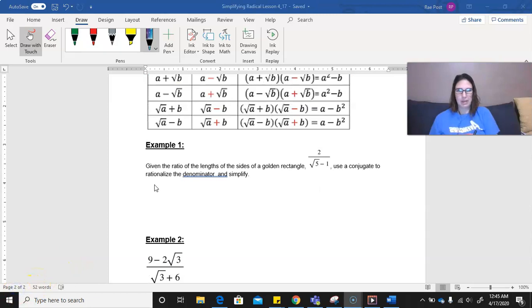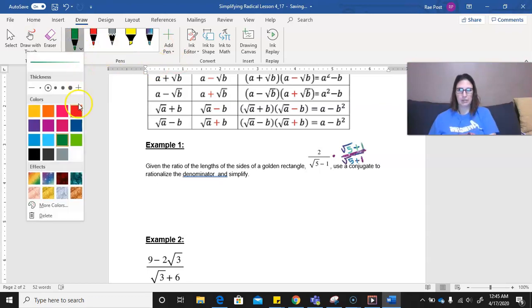If we're going to multiply by the conjugate, remember what that means is we're going to multiply the top and the bottom by the conjugate. So the conjugate of the square root of 5 minus 1 is going to be the square root of 5 plus 1. And whatever you do to the bottom, you have to do to the top. So we're also going to multiply the top by the square root of 5 plus 1. So we're going to do the same thing, top and bottom. I'm just going to show you that we multiplied the top and the bottom by the conjugate.